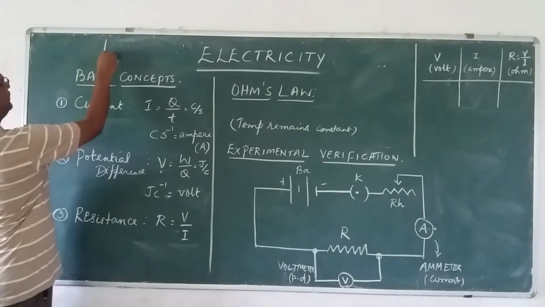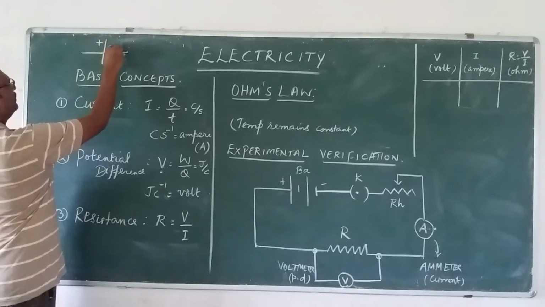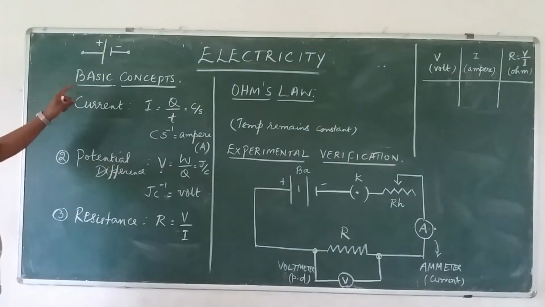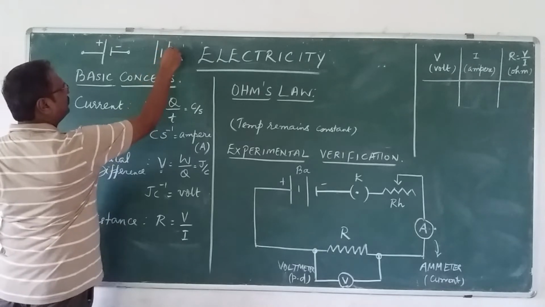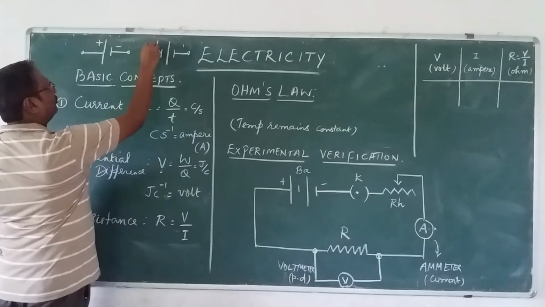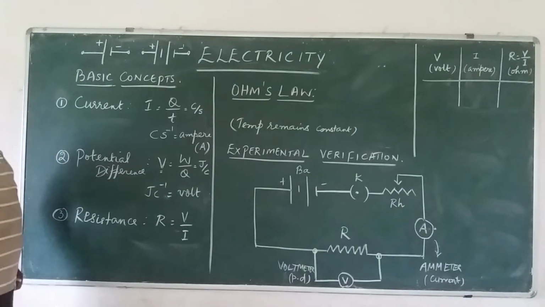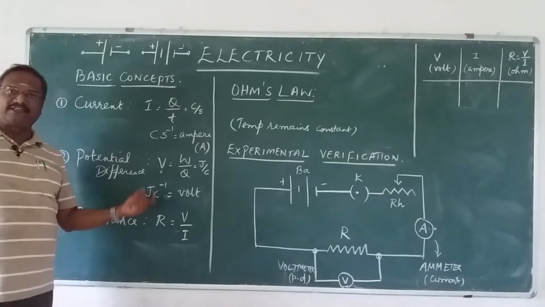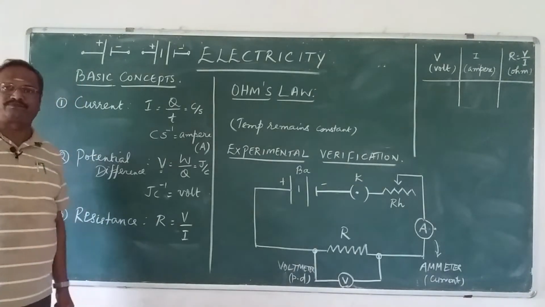Now a cell is drawn with a long line representing the positive terminal and a short line representing the negative terminal. This is a cell. When you take a group of cells, I draw a long line, short line, long line, short line, and this represents a battery. Again positive and negative terminals. So the energy has to be provided, then only work can be done, and that external source which provides energy is nothing but a cell or a battery.